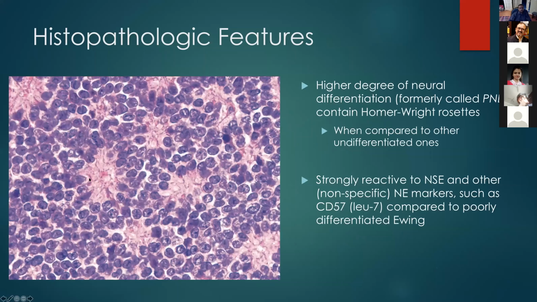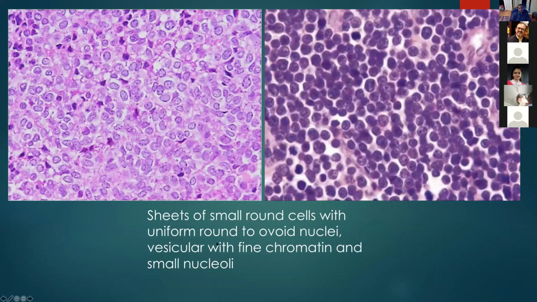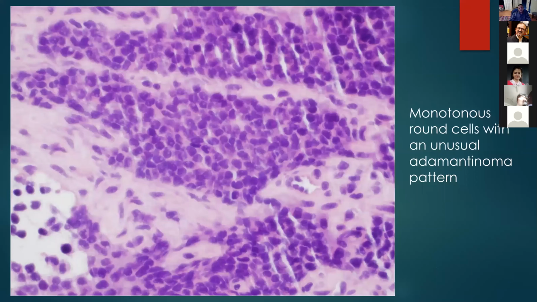So just to show you an example or two, here is the classic, again, Homer Wright rosette. Remember, they are neuroendocrine. Anytime you see rosettes, it means cells are trying to organize around a certain neural component. Okay, sheets of small round blue cells with uniform round to ovoid nuclei. Look at this. Prototypical example of round blue cell malignancy is Ewing sarcoma. Monotonous round cells with an unusual adamantinoma or ameloblastoma-like pattern. This happens, but you don't get that palisading. It has too many mitoses, too ugly to look at overall. Therefore, you consider something else.